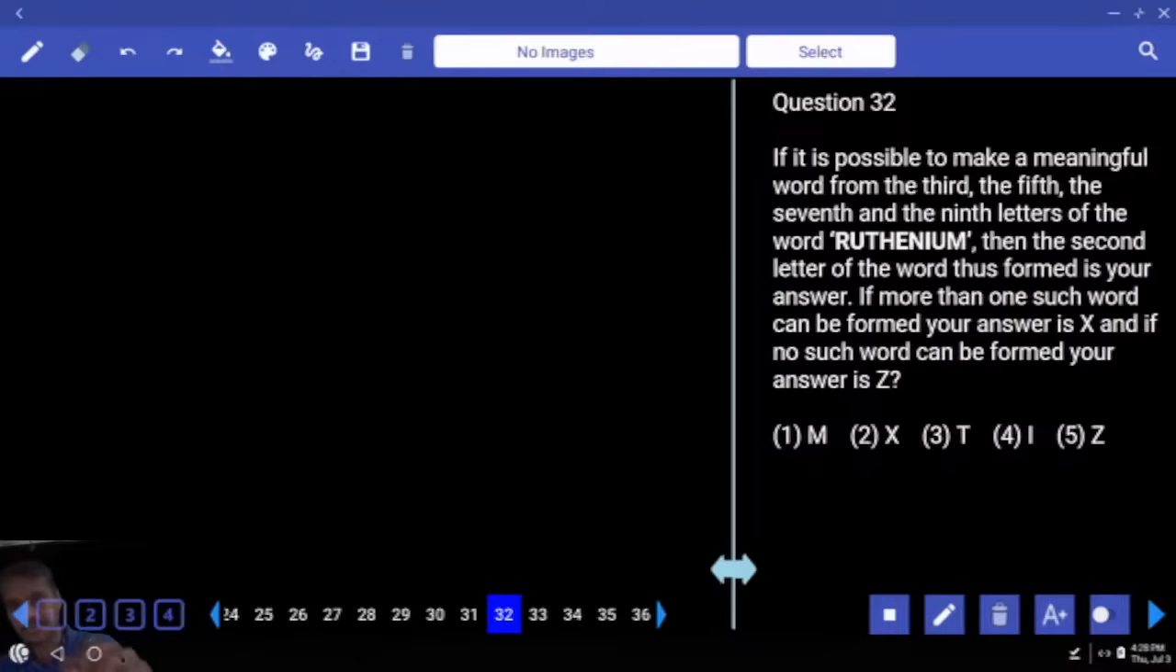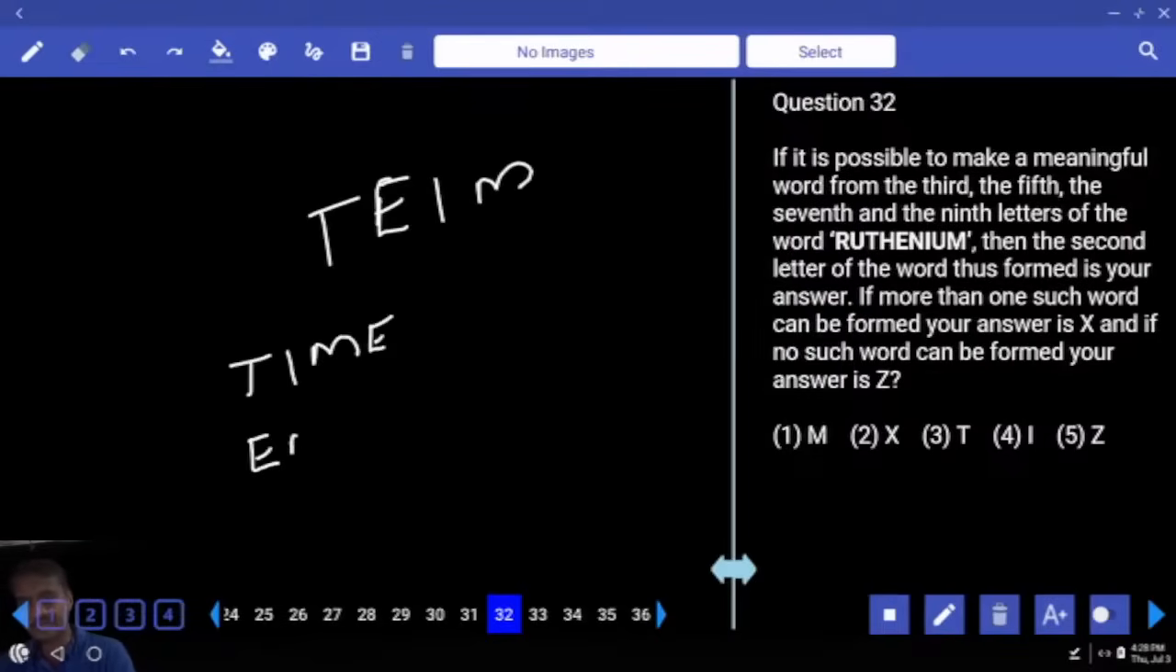Word formation. Now, word formation first or the second? What are the letters? 3, 5, 7, 9. Now with the help of these 4 letters, what are the words? Time. And next one, emit. Now, more than one such word.